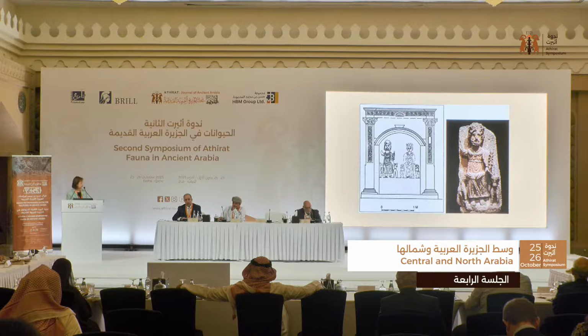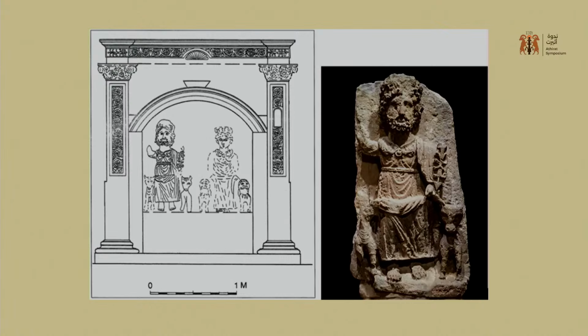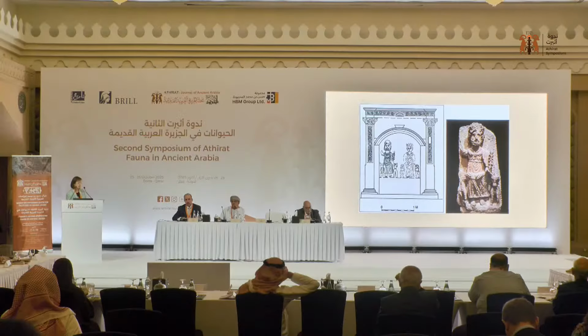Also here we see the bulls flanking the male god at Khirbat al-Tannur, which is Hadad or Qos or Zeus. Hadad, actually. And so the picture on the right, we see the two bulls flanking the god.